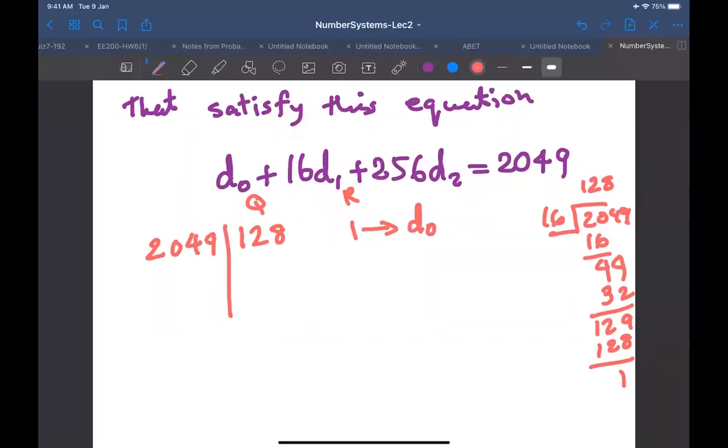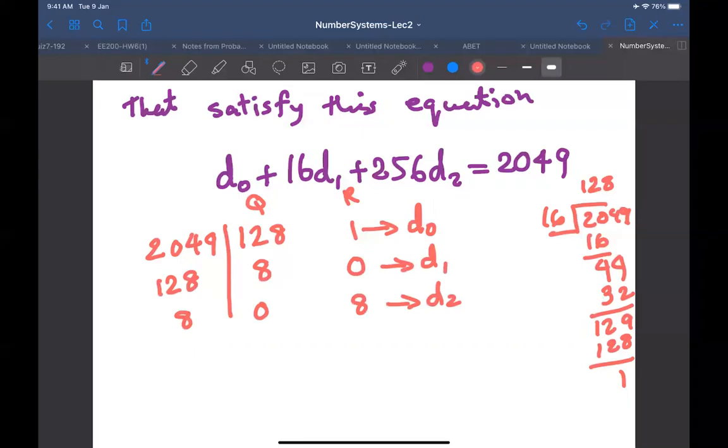Then we take the 128 divided by 16, we get an 8 with a remainder of 0. So this is my D1, right? And then we take the 8 and divide it by 16, we get a 0 with a remainder of 8. So this is my D2. That's the answer here.